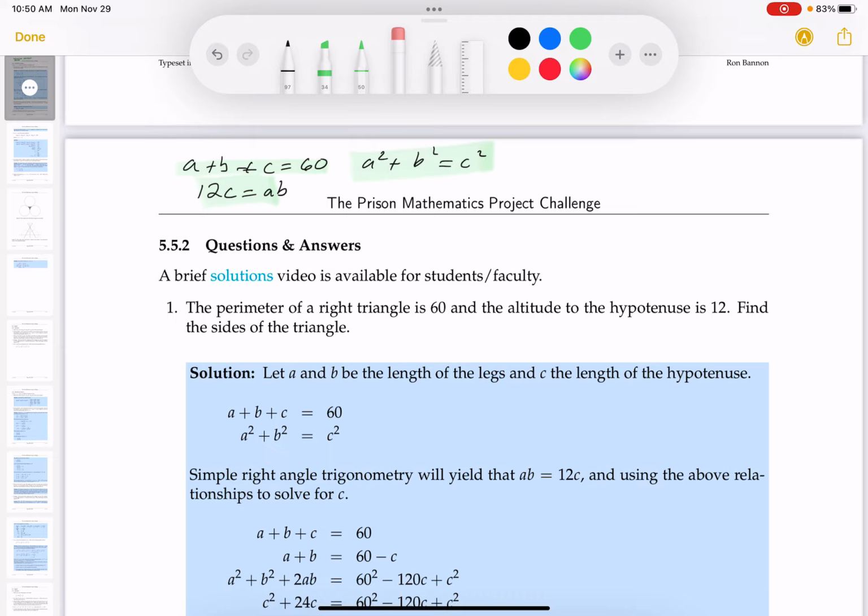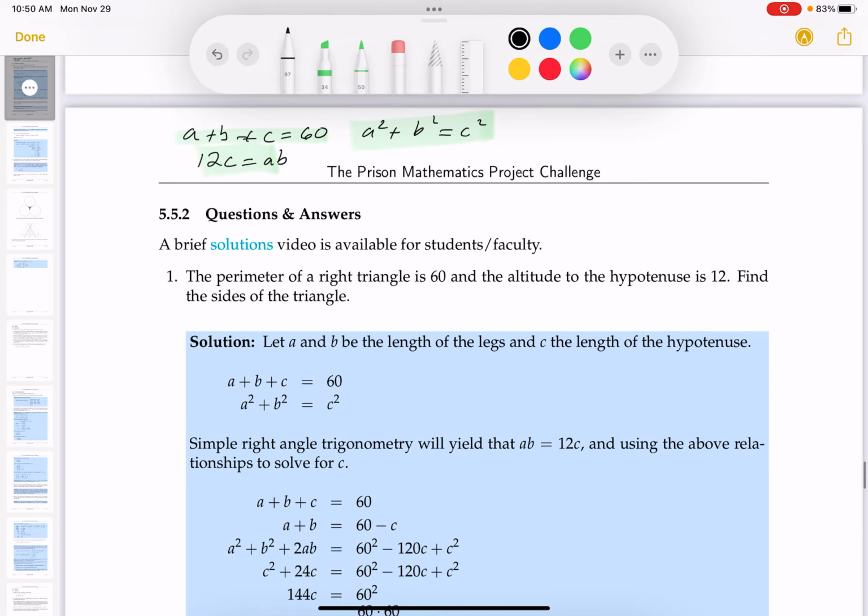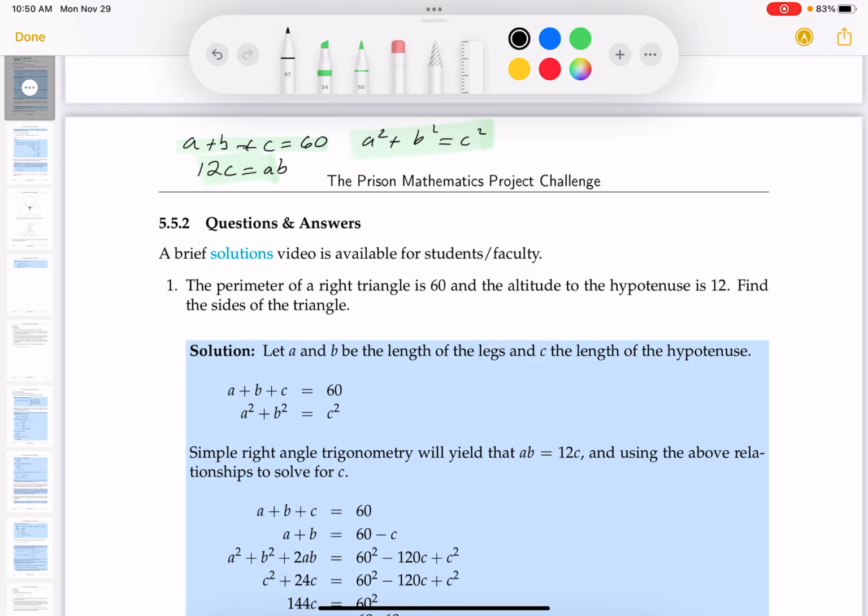And what I'm going to do over here is, and again, I'll look at the blue area in a second, but I'm going to write down the first equation as A plus B is equal to 60 minus C. And I'm going to square both sides because I see another relationship that has squares in it. So if I squared both sides, what would you get? You would get A squared plus B squared plus 2AB. That's the left side squared. And the right side squared is going to be 60 squared minus 120C plus C squared.